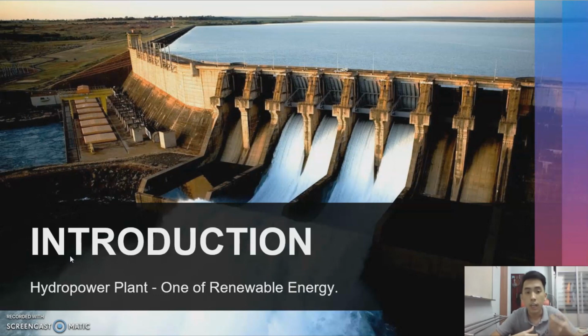So, as we know, hydropower plant is one of the renewable energies that is said to be built in Malaysia. This is because Malaysia has many rivers and lakes that are suitable to build dams and generate electricity for the country.